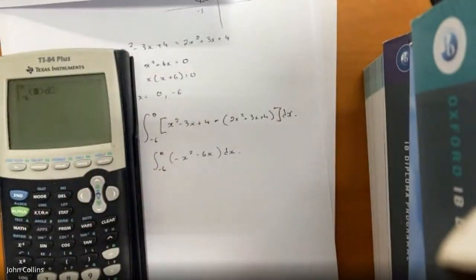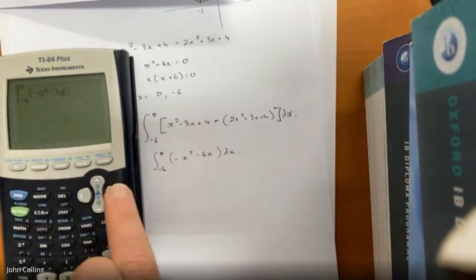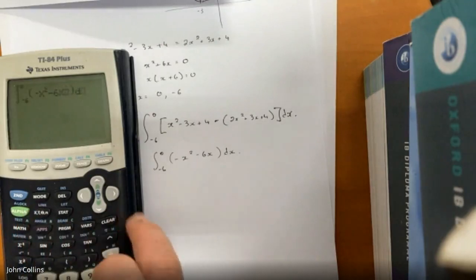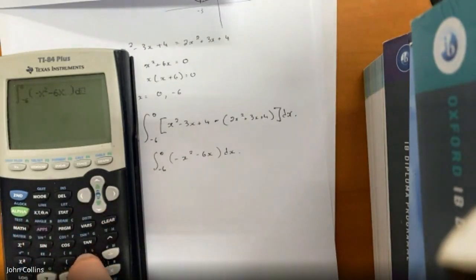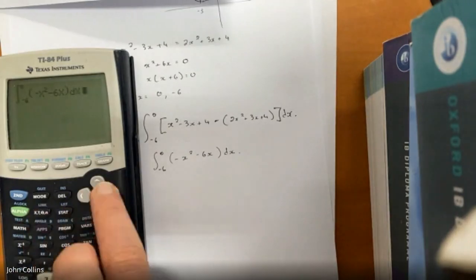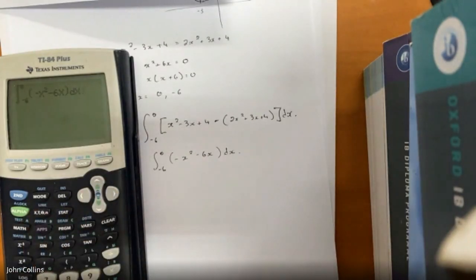Now, you weren't supposed to do this because this was a non-calculator question, but we should get the same answer. And it's -x squared, take away 6x. I do hope this works. Take away 6x, and that's it, isn't it? Yes, and then with respect to x. Now, hopefully, this gives me 36, and it does.